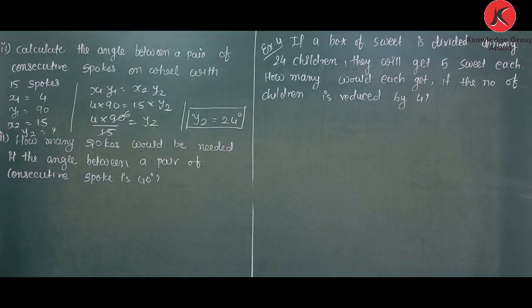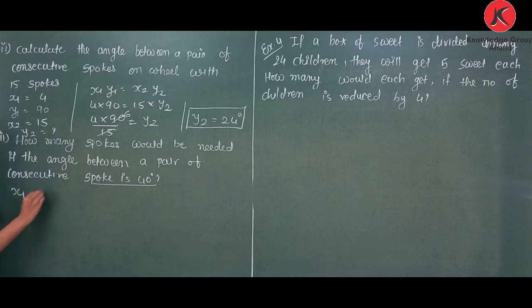So angle between each spoke will be 24. Clear? Now next one. How many spokes would be needed if the angle between each pair of consecutive spokes is 40 degree? When angle is 40 degree, what are the number of spokes? So again we can use previous condition.